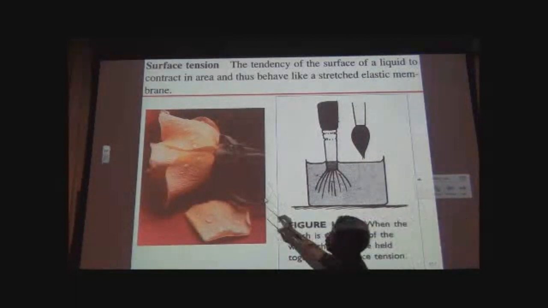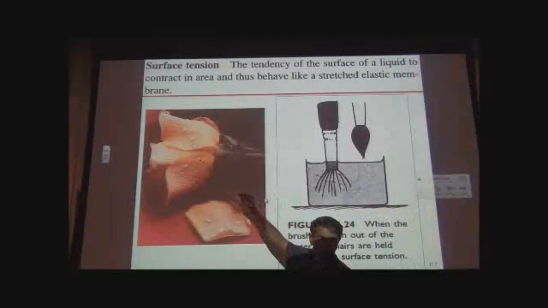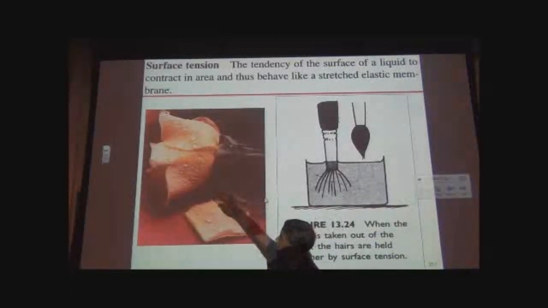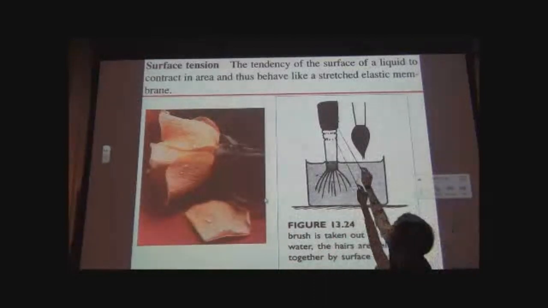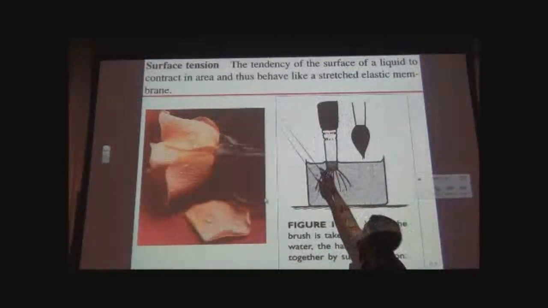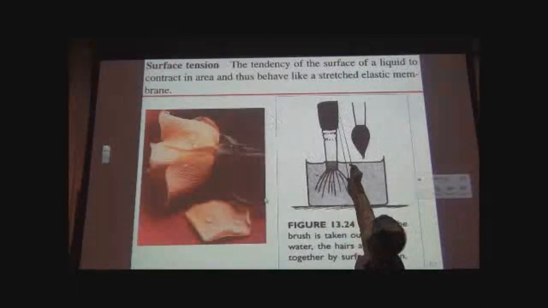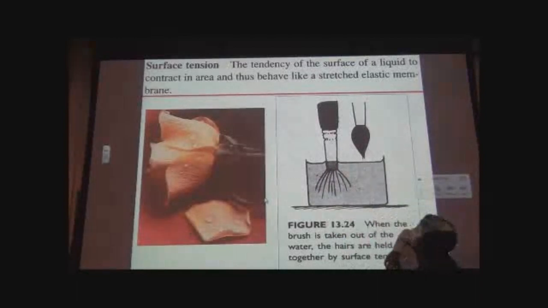A flower, a rose, whatever, the dew on the rose, right? And it balls up into tiny little balls of liquid, rather than completely wetting the rose. And the reason why it does this is because of surface tension. Surface tension is the tendency of the surface of a liquid to contract, to become smaller in area, to behave like a stretched elastic membrane. It's surface tension that causes this.